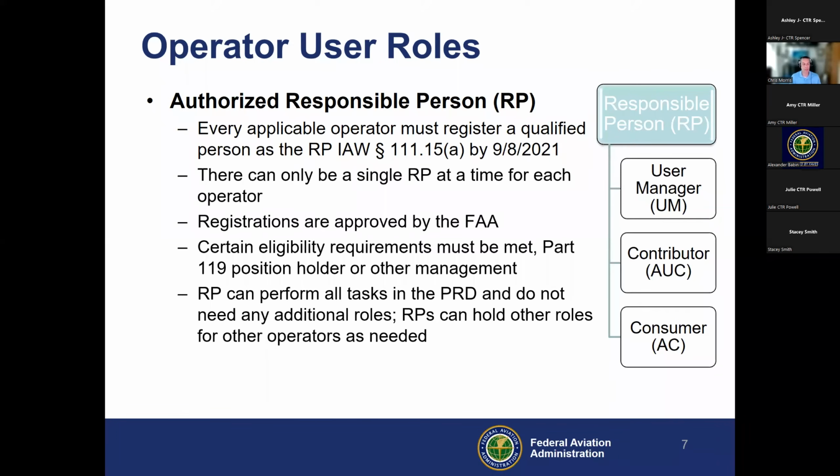So the other thing about the RP is they can do everything in PRD that's possible for an operator to do. So once you get approved as a responsible person, you have all the functionality that would be available to industry. You do not need to register for any additional roles. You don't need to ask for anything else. We do see this from time to time where RPs will register for other roles, thinking that they need them, but they don't. You already have all the permissions that you need. So it's best not to register for any additional roles.